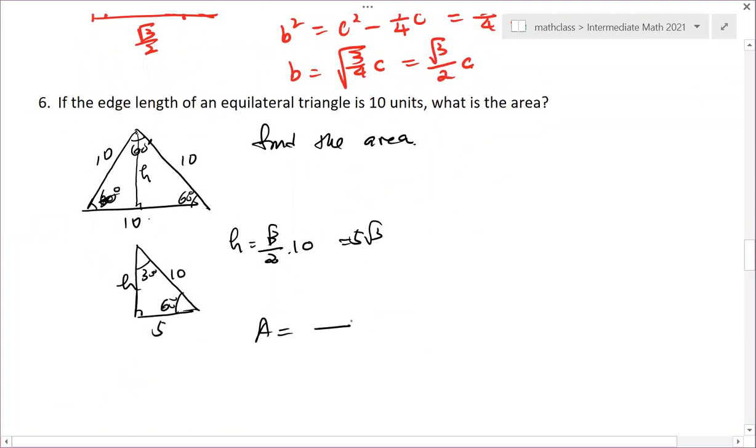Once you know the height, you know how to find the area. Area is going to be half of b times h. b is 10, the base, times the height, 5 square root of 3, and then you get 25 square root of 3. That is the correct answer, 25 square root of 3.